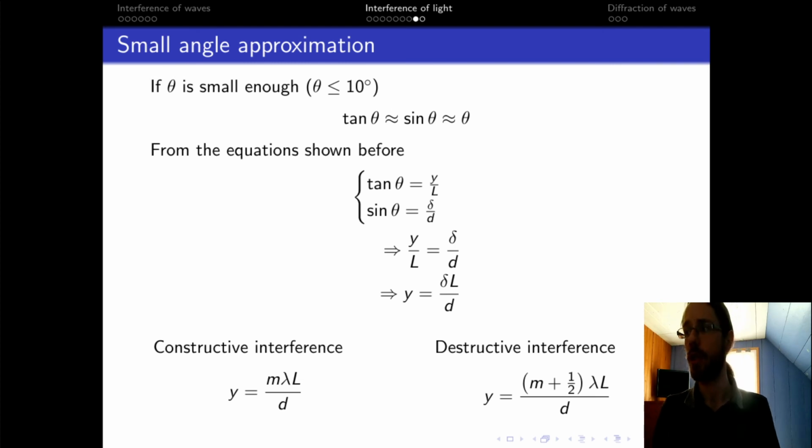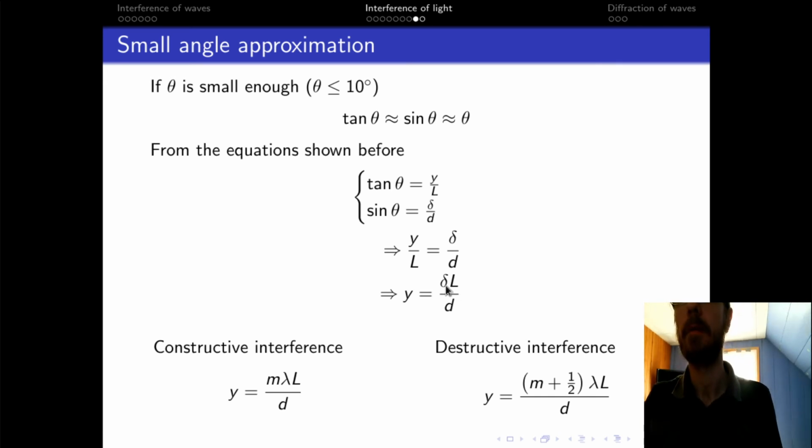And in our two equations, we had one with a tangent and one with a sine function. So if our angle is small enough, we can say that the two expressions are approximately equal. The tangent is approximately equal to the sine. This has to be approximately equal to this. We can put the two of them equal, and from there find an equation of some position on the screen compared to the path difference, the distance between the slits and the screen, and the distance between the two slits.